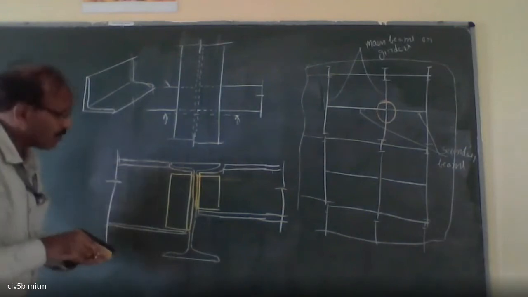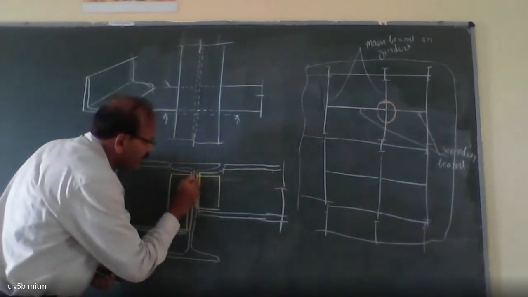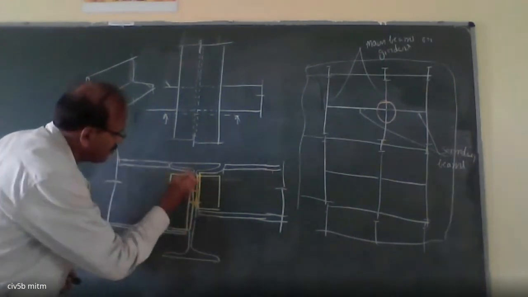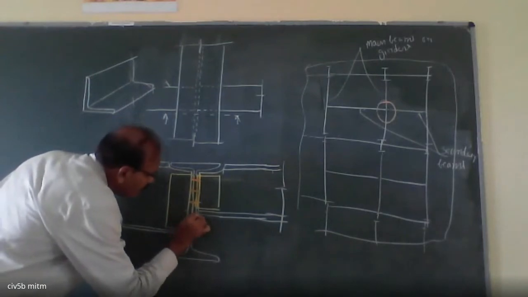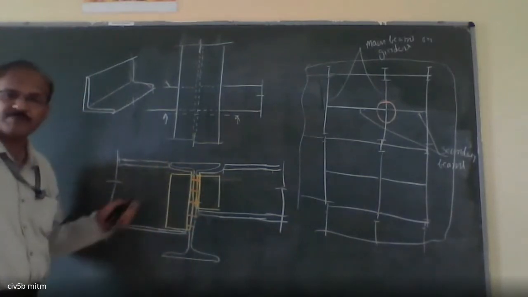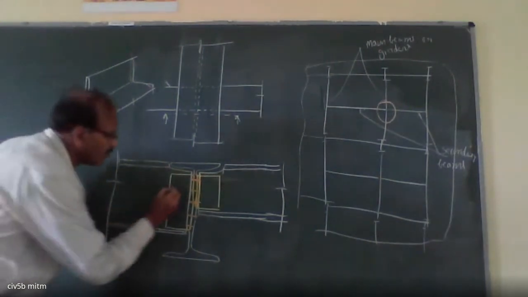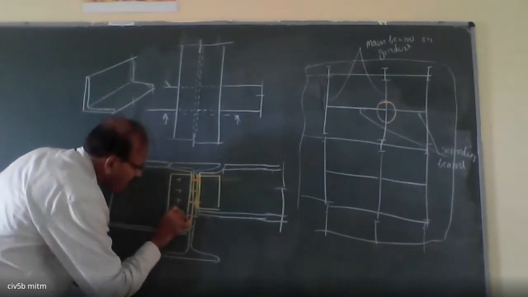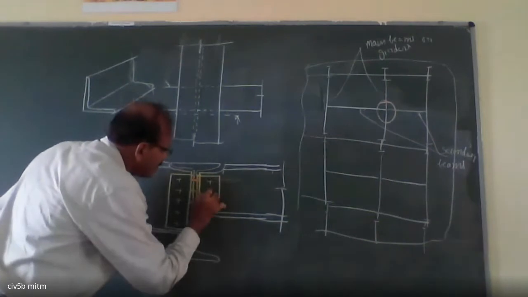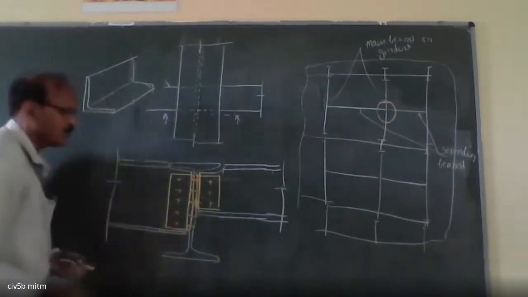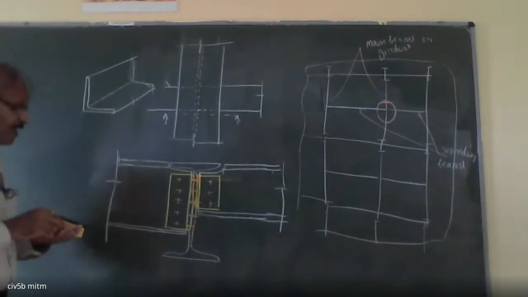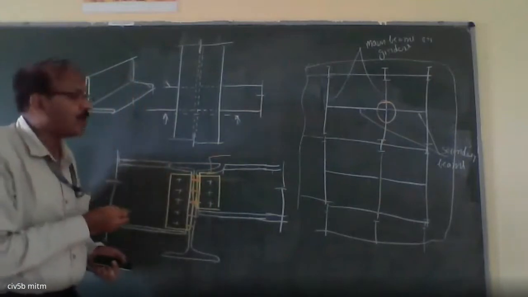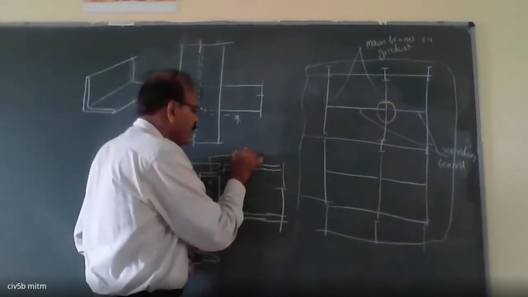Okay, then provide the bolts to connect the web of the main beam with the webs of the second beam. Then we are going to provide bolts here to connect the angle with the webs of the secondary beams. These are the bolts. Okay, and the cutting we do here is called coping. C-O-P-I-N-G.